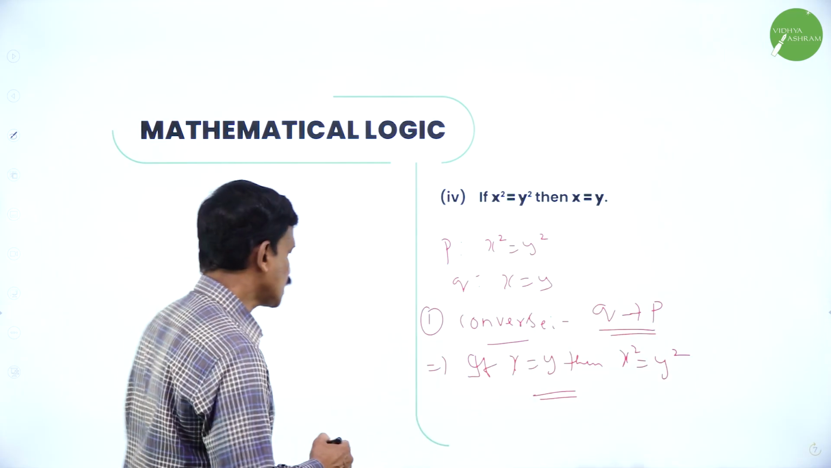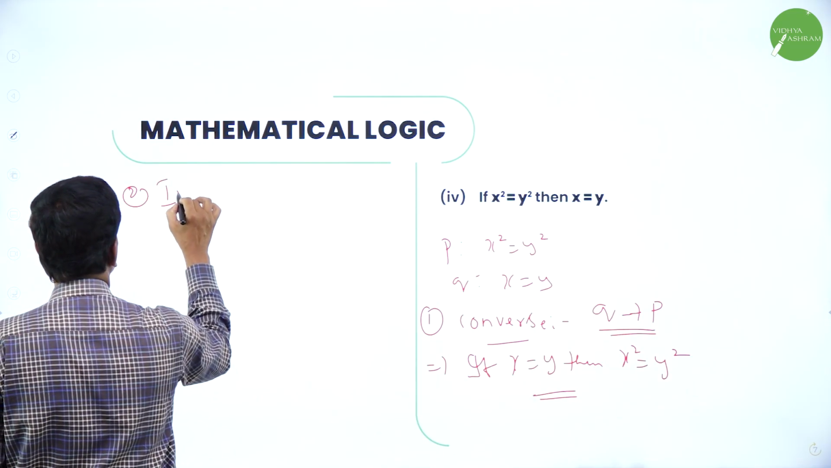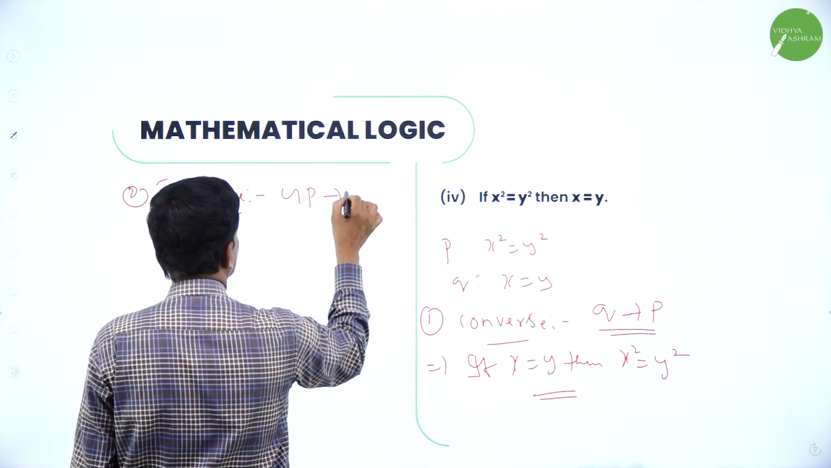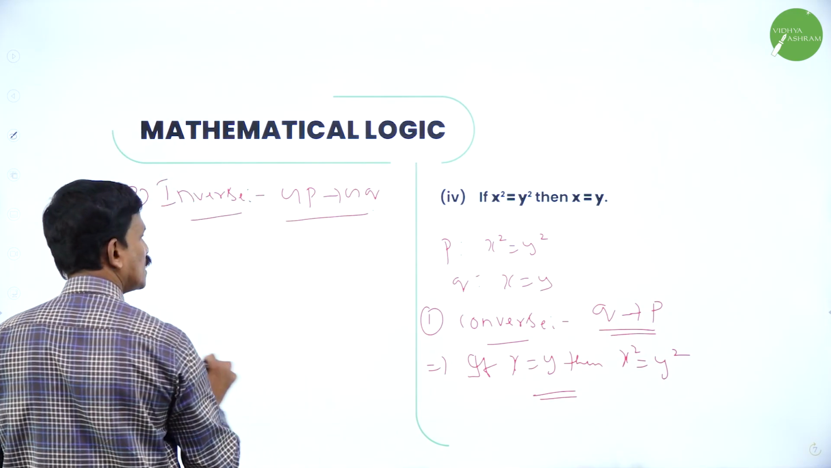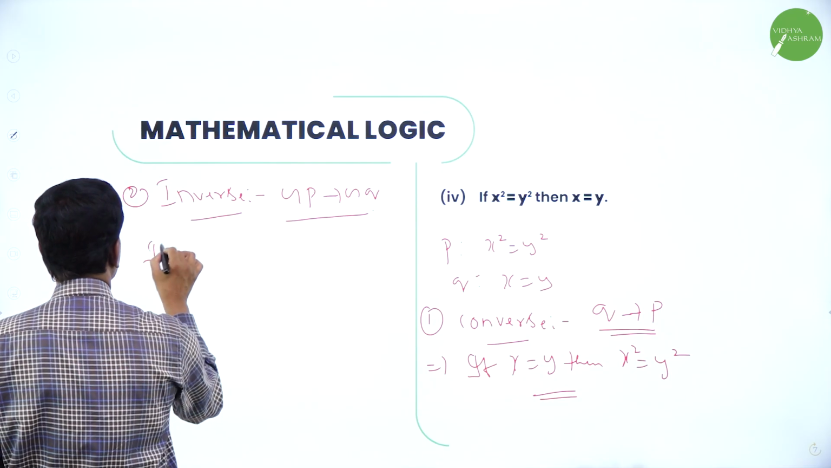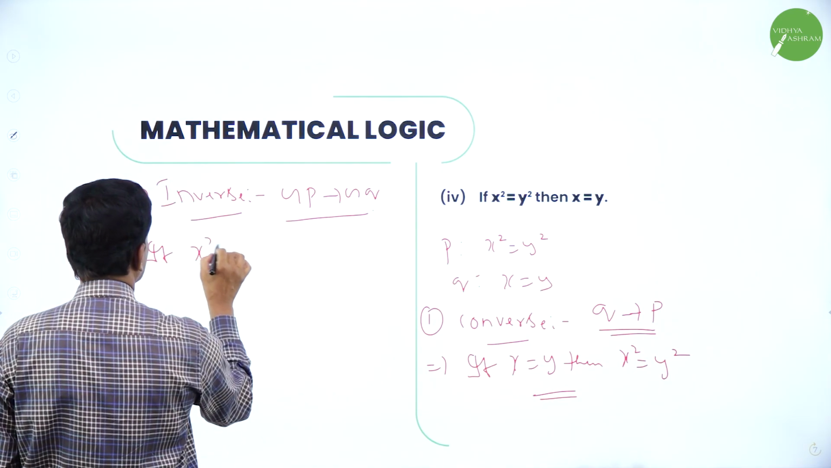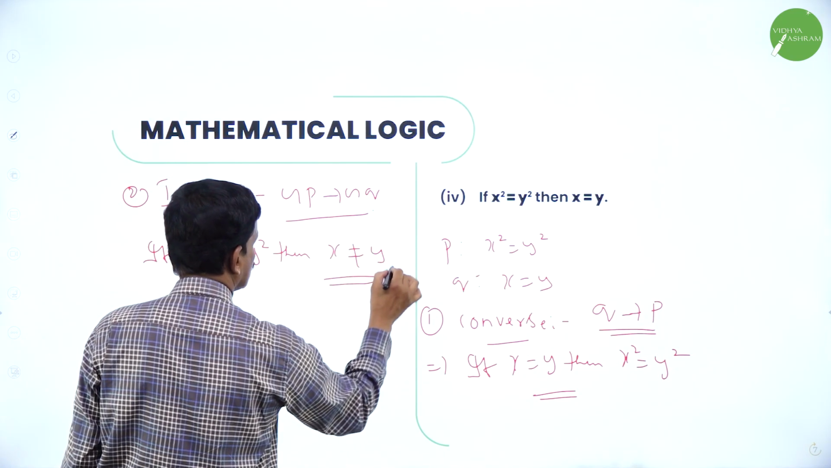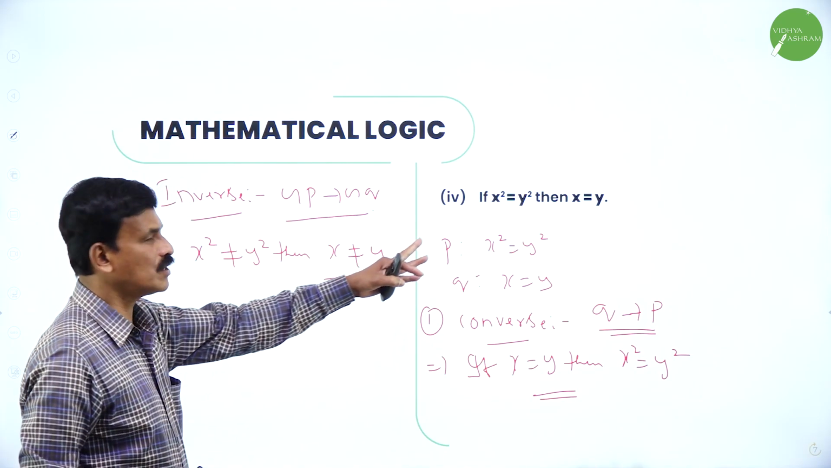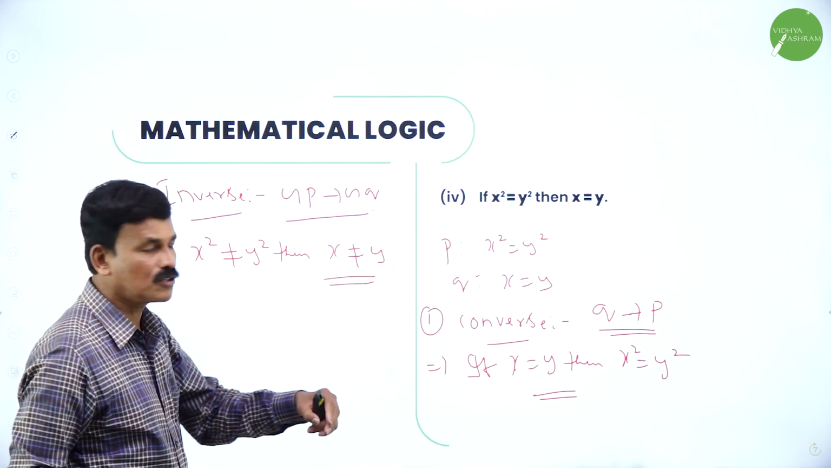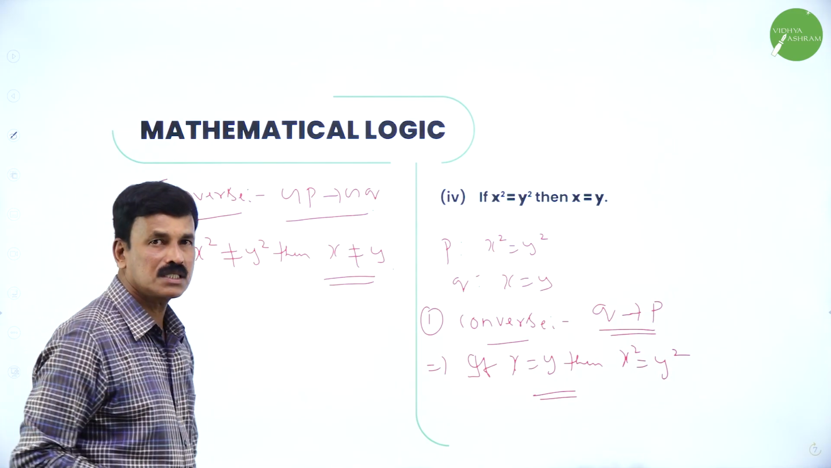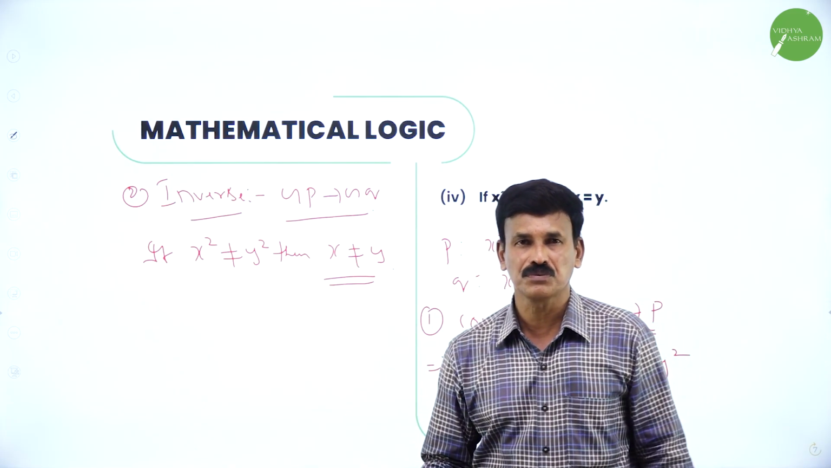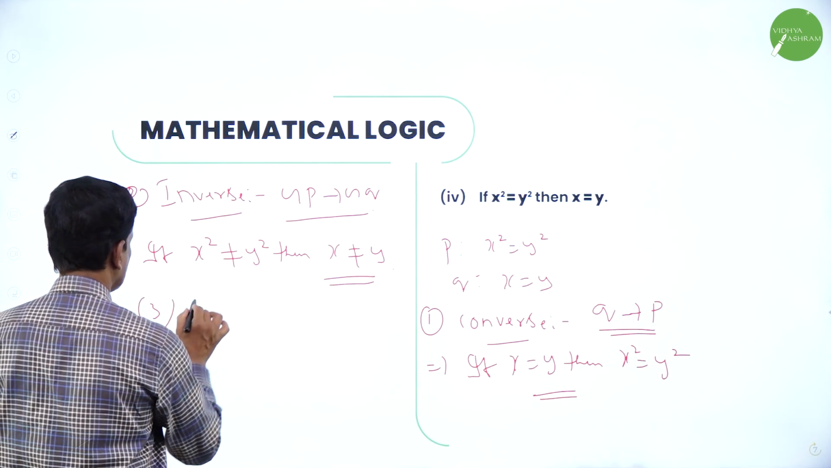Right. Now the second one, inverse. Inverse means negation of P conditional to negation of Q. Negation means not equal to. Negation of P is x square is not equal to y square. Negation of Q is x is not equal to y. If x square is not equal to y square, then x is not equal to y, right? This is the inverse of the given statement. Next, the contrapositive. Now, the contrapositive is the reverse of this.